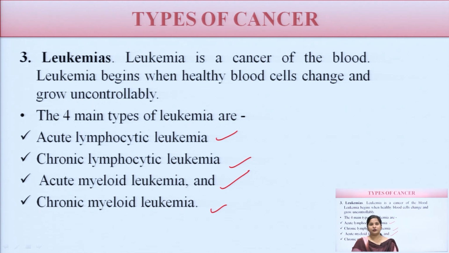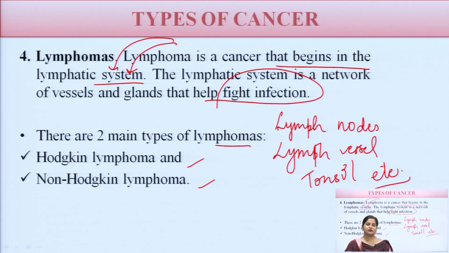Now, leukemia is a kind of blood cancer, and it occurs in various kinds of series. The last one is lymphoma, a kind of cancer which occurs in the lymphatic system, right. So this is all about cancers and their classifications.